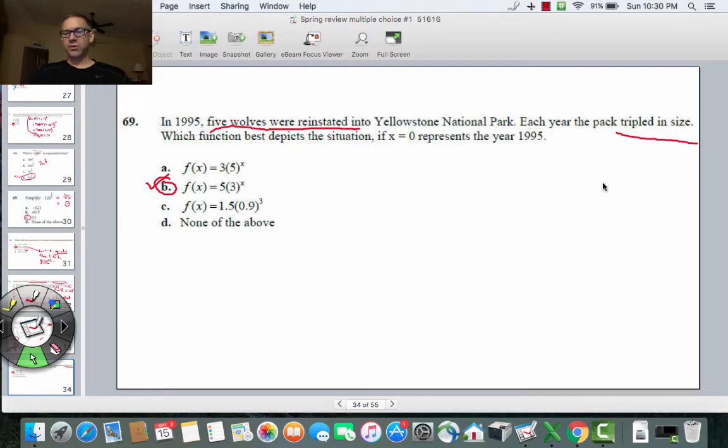This one again is tripling in size, so it's going to be 3 in the parentheses, and then the 5 wolves is your starting amount. That's the number that goes in front.